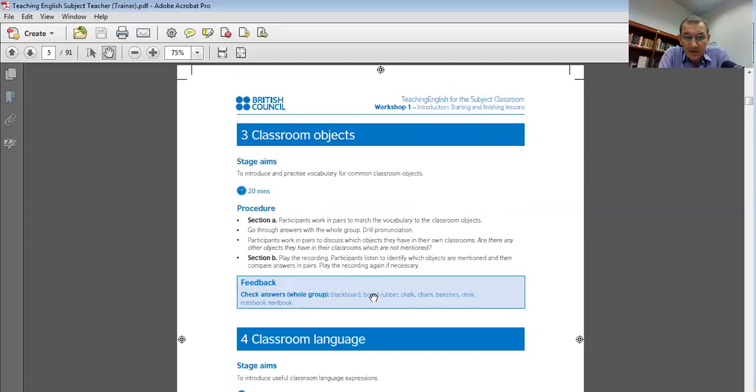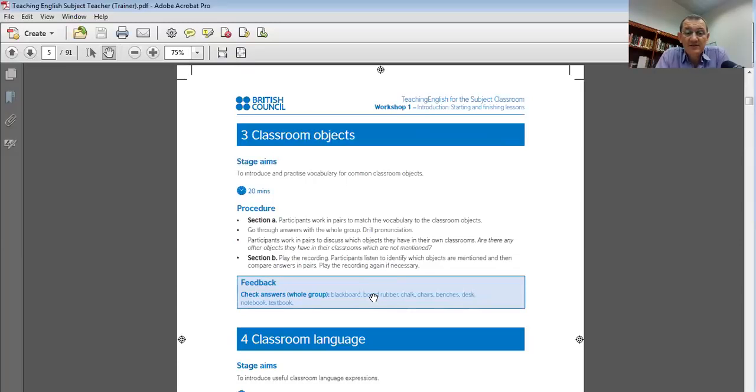Section B, participants work in pairs to discuss which objects they have in their own classrooms. So you can follow this up with questions about what they have in their classrooms which are not mentioned. Some of the things in the list they will not have, but they will have things which are not in the list. So that could be a follow-up question.